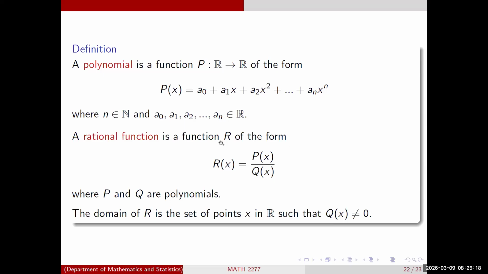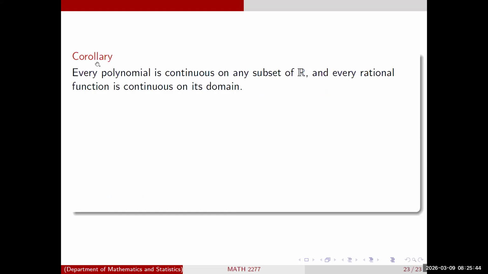If you have a rational function of this form, where the numerator and the denominator are polynomials, then the largest domain you could define for this, so the largest set of points that could work, is just all the real numbers except where the denominator is zero. Okay, so that's the domain of it. And a corollary to that theorem is that every polynomial is continuous on any subset of R. So polynomials are continuous functions, and every rational function is also continuous on its domain.